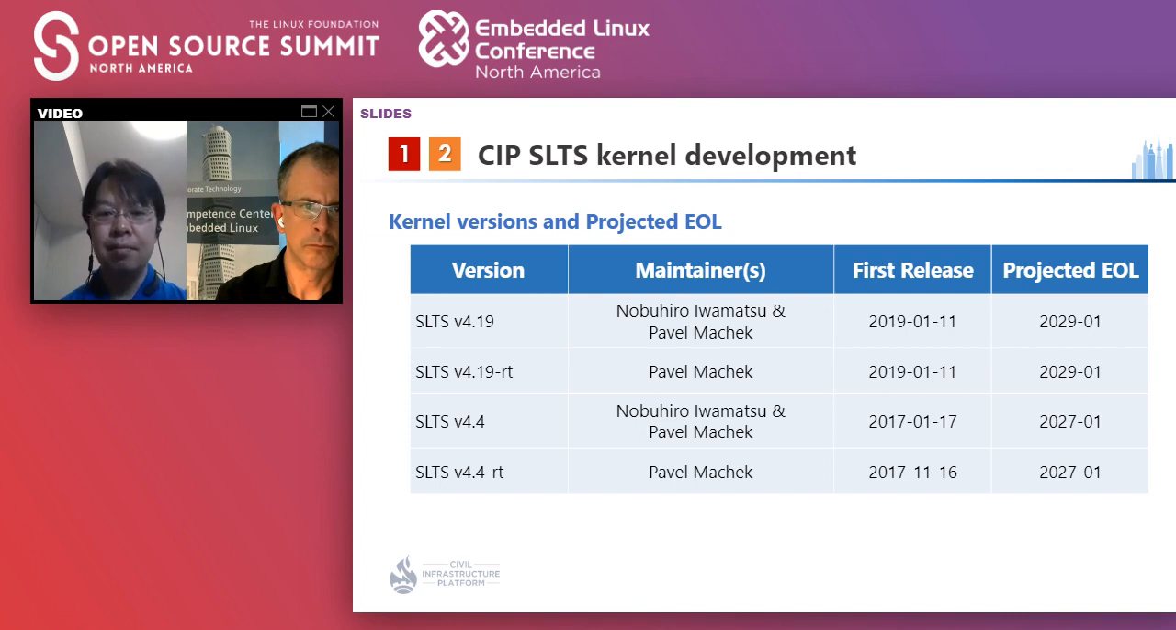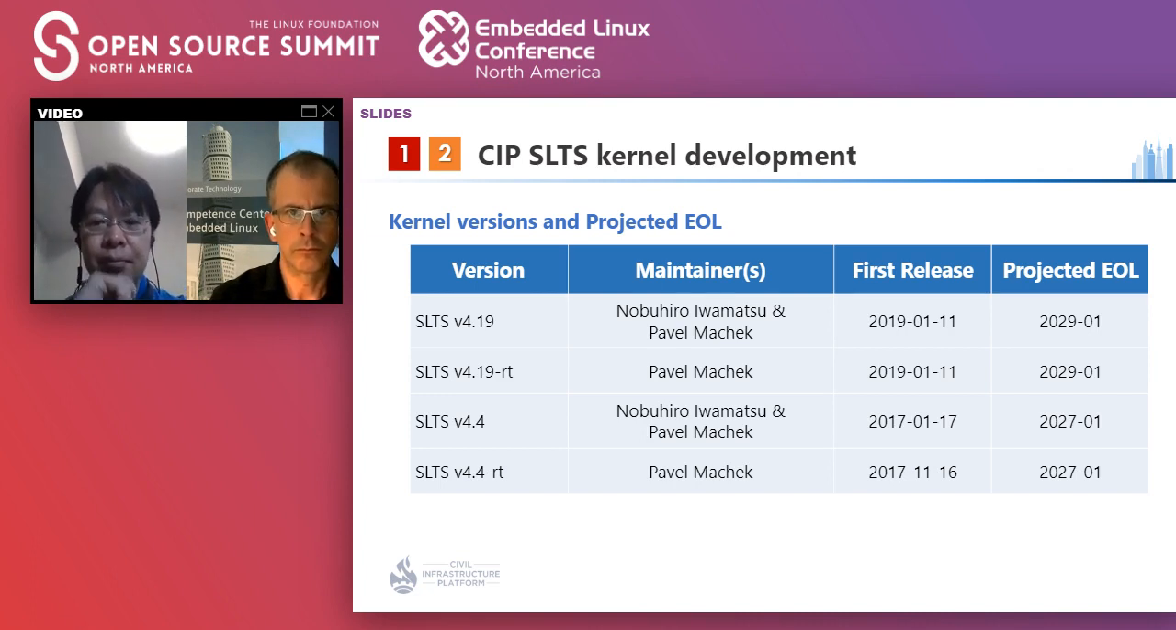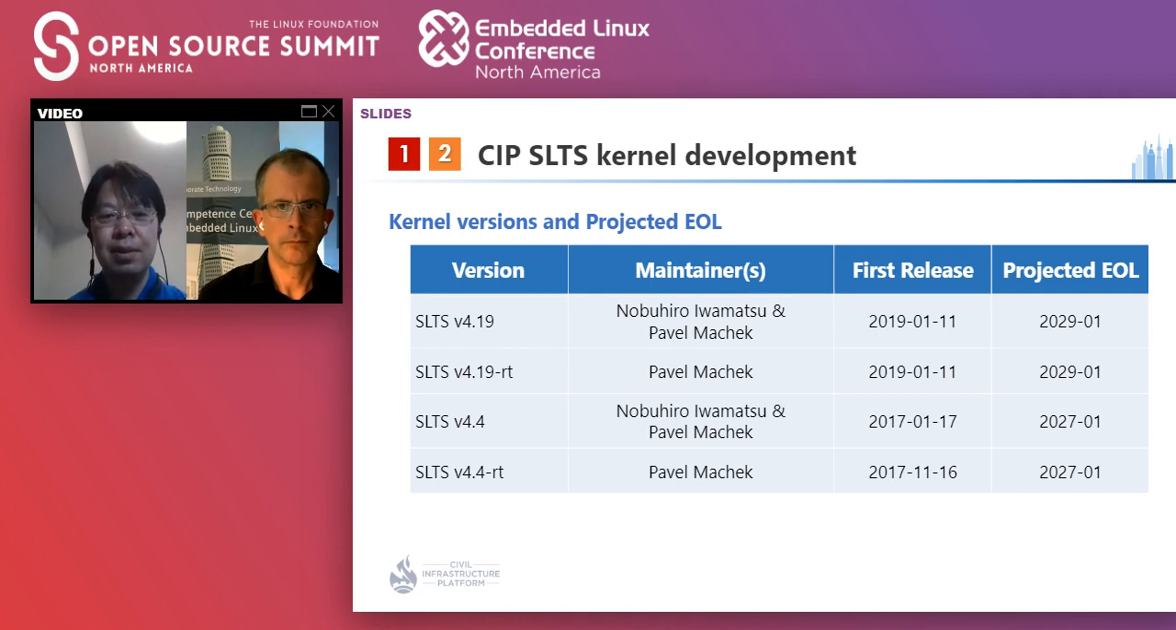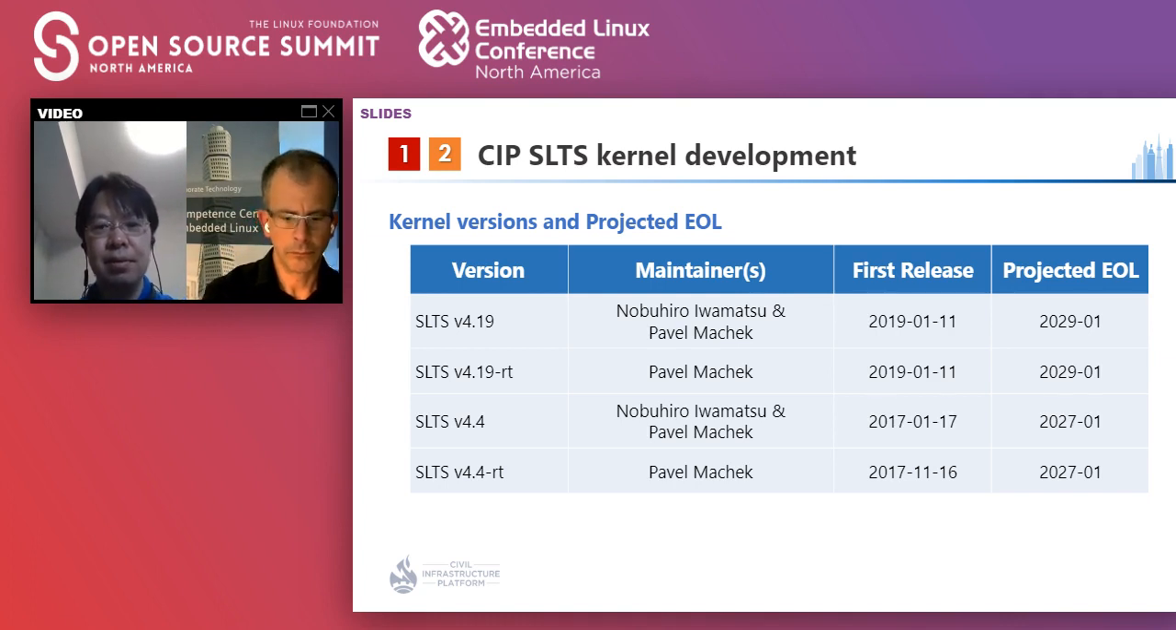The next version is 4.19. That was released 1 year, 1.5 years ago, and the project end date is 2029. Maybe some attendees also want to know what the next kernel version is. We are currently planning to pick the next kernel version, because our expected kernel release is in about 2 to 3 years, so soon we need to decide on the next one.